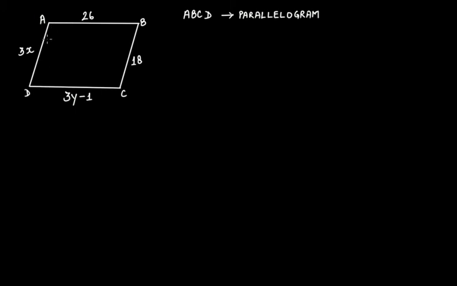In this figure, we have a parallelogram ABCD, and you have to tell the values of the variables x and y. Since ABCD is a parallelogram, side AB is equal to side CD, right? Because in a parallelogram, the opposite sides are equal and parallel, and side AD is equal to side BC. Now from here, this AB is what? 26. The measure of side AB is 26, and this is 3y minus 1.